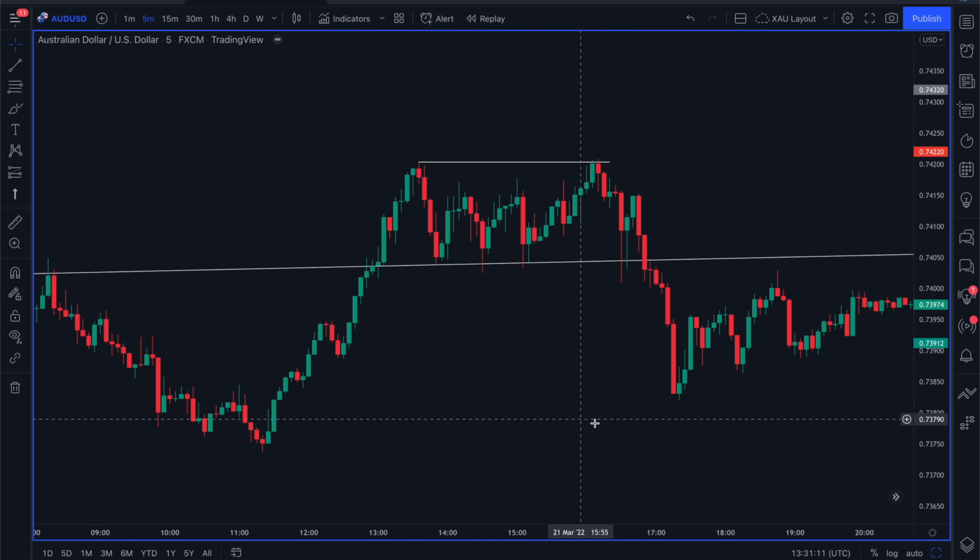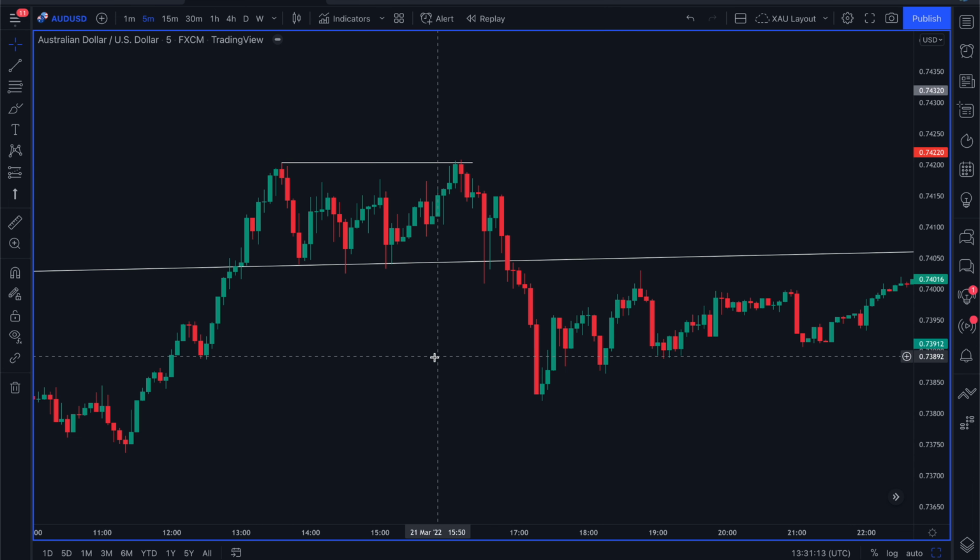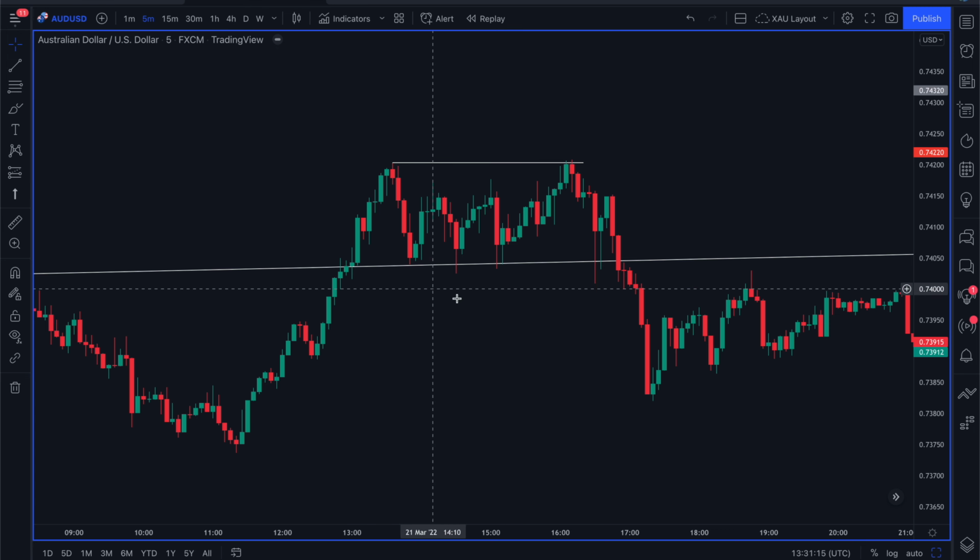Price came back down and actually started trading within the channel that we drew out originally. So that's why I wouldn't have entered into that. I would have wanted to see nice, clear, bullish structure. Instead, we saw some doubt.